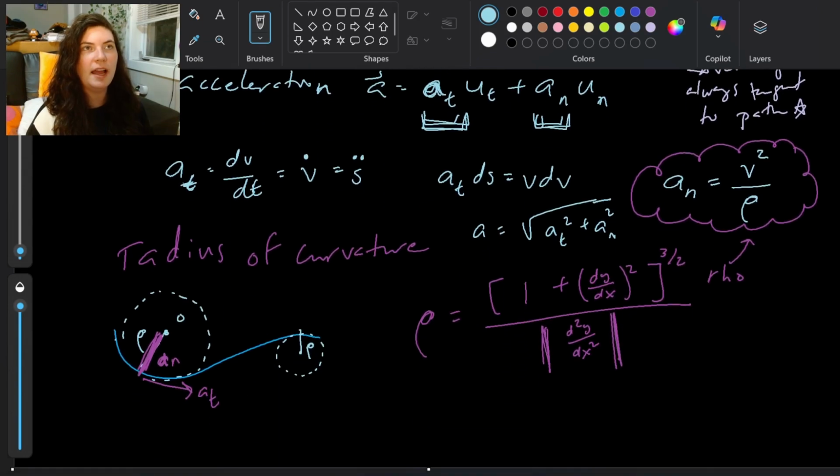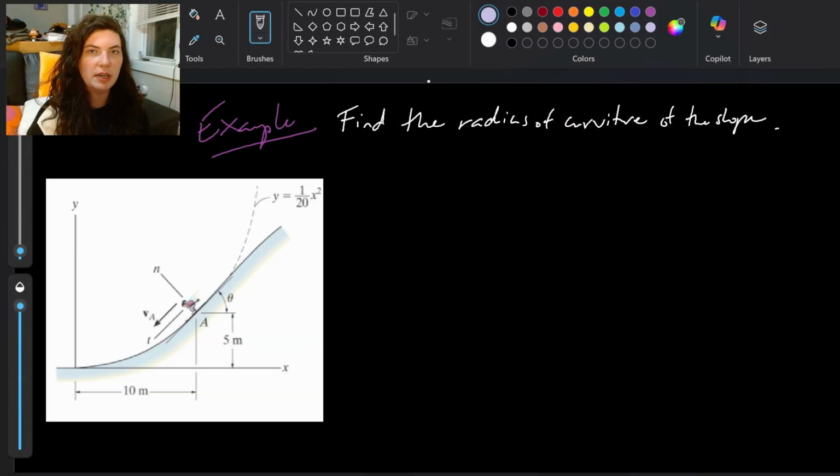So again, let's go ahead and look at a problem with this radius of curvature, and then look at a problem with our normal and tangential components. So let's take a minute to find radius of curvature and understand what that means through an example. Here we have somebody skiing on a slope, and we're given the equation of that portion where they're at, that relationship of their y and x location.